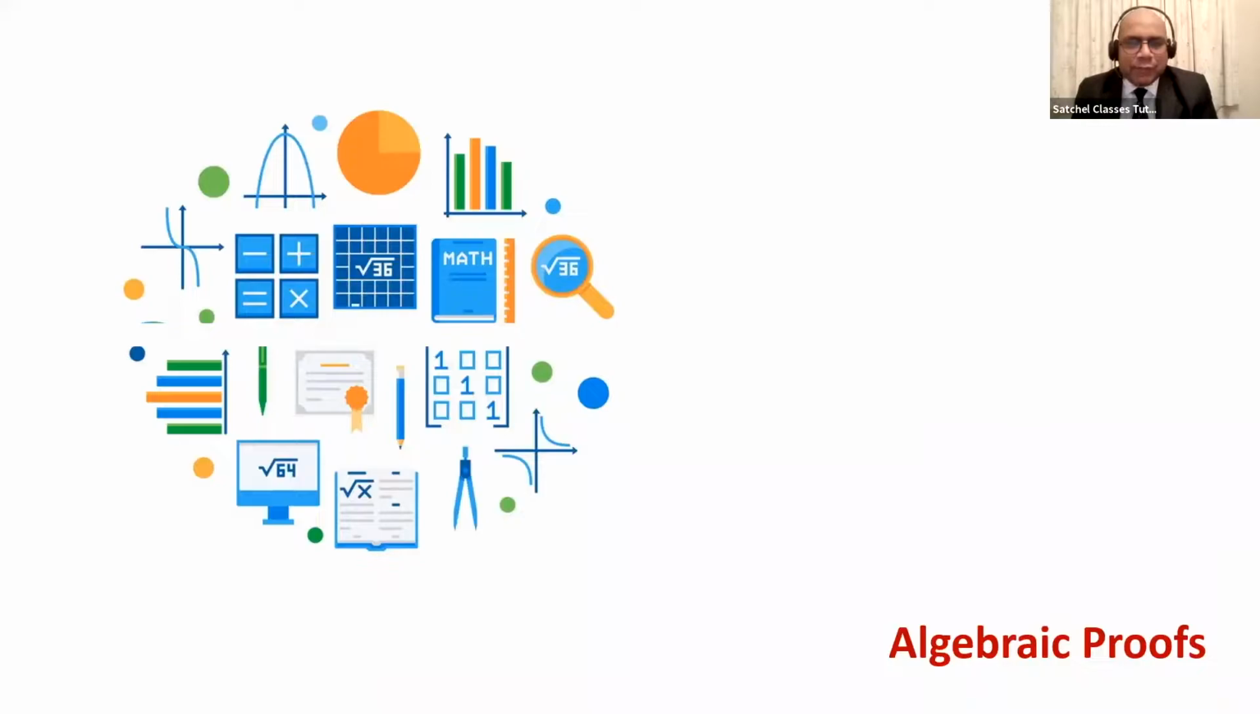Hello, and welcome to the session on algebraic proofs. The three things that we are going to learn in this lesson are: we'll first understand what we mean by algebraic proofs. Then we'll understand how we represent some specific categories of numbers algebraically. And finally, we'll understand how we use those algebraic representations to prove some relationships algebraically.